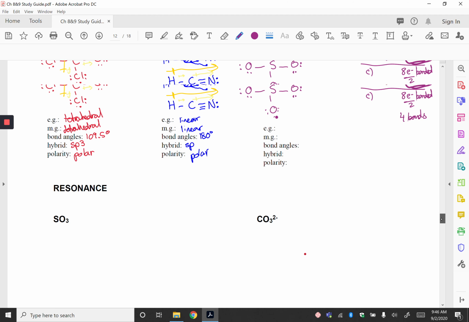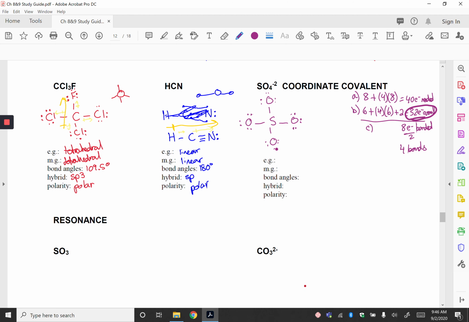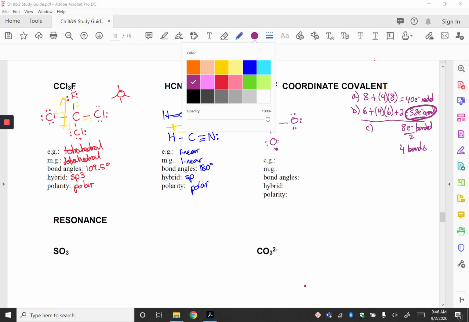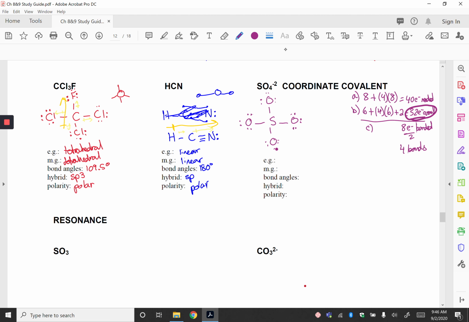Okay, we never really answered the questions here, so we put brackets around it and a 2-. And the electron geometry, I have 4 areas of electrons, so tetrahedral. No lone pairs, so also tetrahedral. 4 areas of electrons means 109.5 degrees. Hybrid, 4 areas of electrons means sp3.